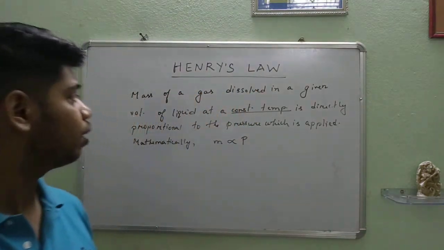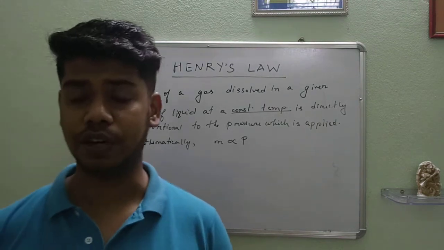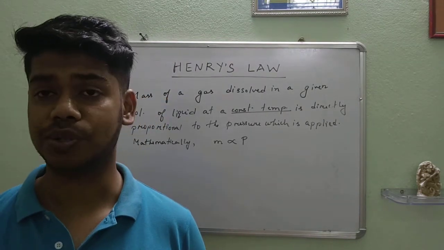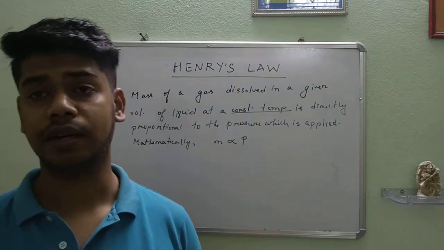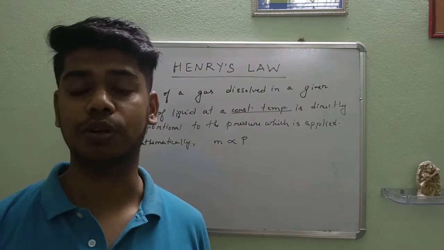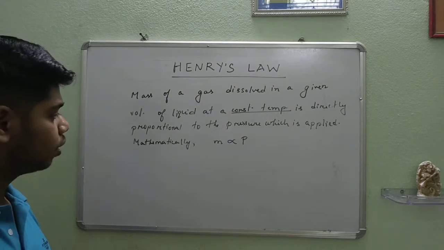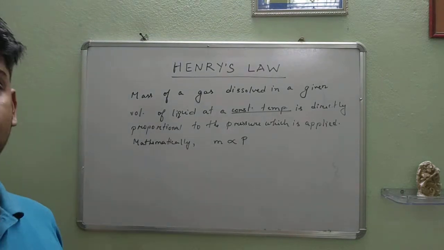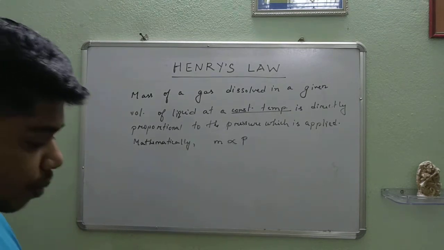Once again, I am explaining Henry's law. What does it state? That the mass of a gas dissolved in a given volume of a liquid at a constant temperature is directly proportional to the pressure which is applied. The more pressure you apply to a gas, the more the gas will be soluble in that liquid. Is it clear? This is the mathematical statement. Now one more alternative statement is also there. Let us see what the alternative statement is.